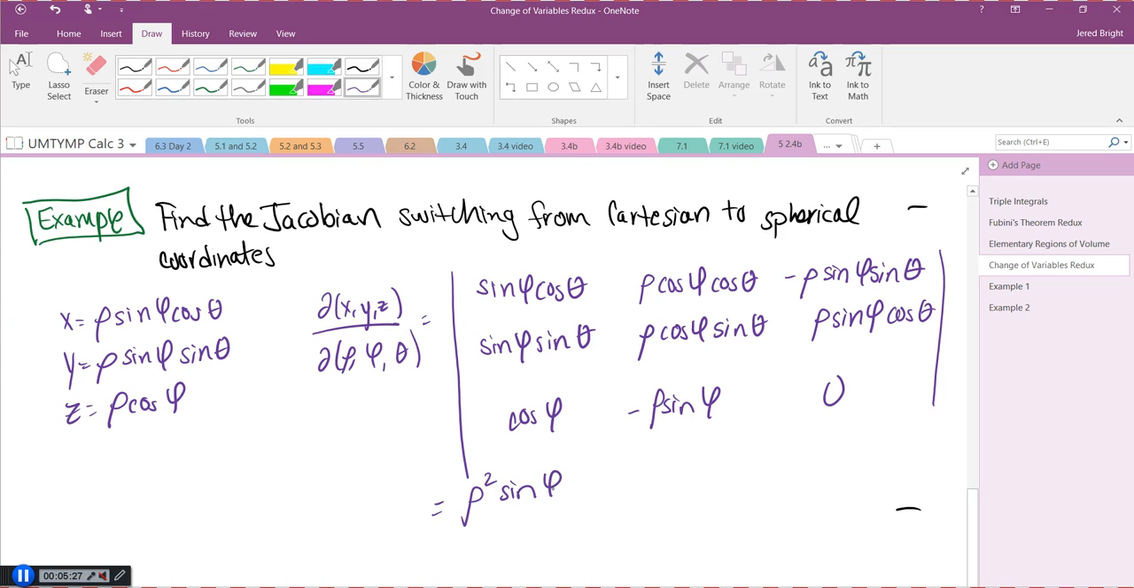All right, so this might be useful in some problems coming up. And again, just remember to include this as you change those variables. All right, so in the next couple of videos, we'll go through some examples and we'll be done.